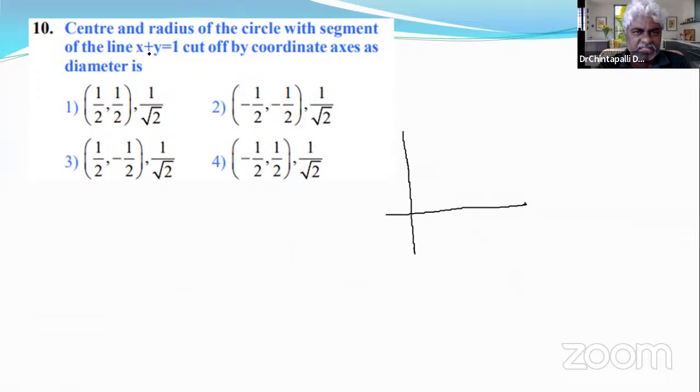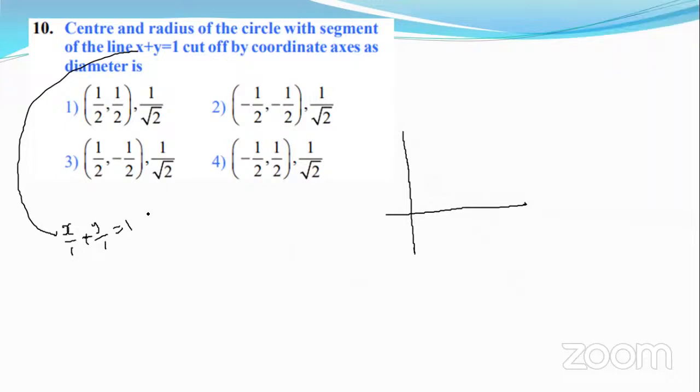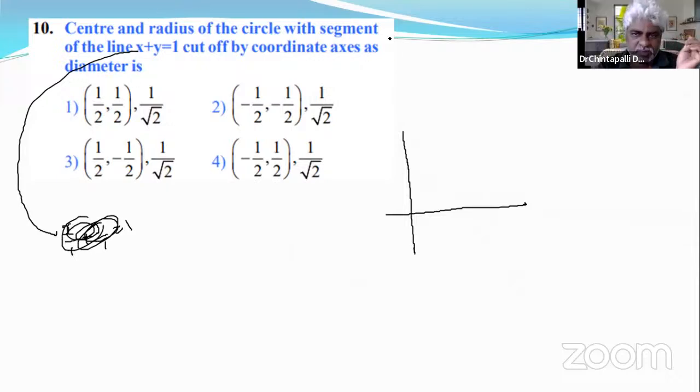Right, the given equation is x plus y equal to 1, which can be expressed as x by 1 plus y by 1 is equal to 1, right? Or simply you can do one thing. This is the line. To know this, the point where that line meets the x-axis and y-axis at A and B. Let us suppose this point is A and this point is B.